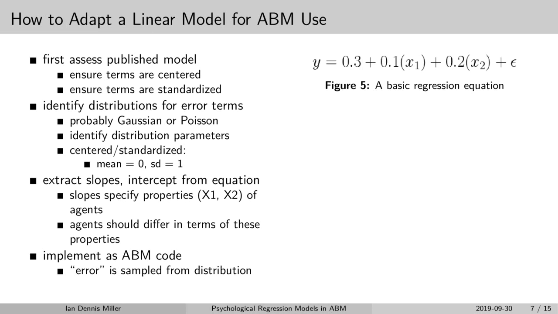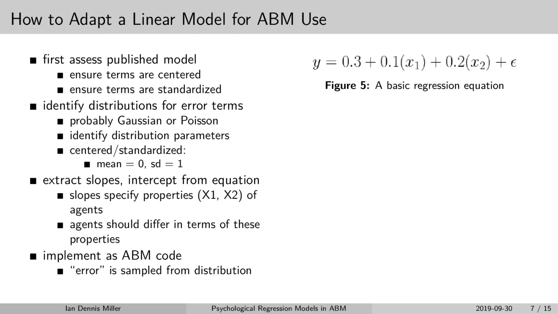The best models will have terms that have been centered and standardized, which means they have a mean of 0 and a standard deviation of 1. Then we need to identify the distribution of the error term. Typically this is Gaussian, sometimes it's Poisson. We also need to identify the parameters for our error distribution. In the case of a centered and standardized Gaussian model, the mean of the error will be 0 and the standard deviation will be 1. If our model matches these criteria, then we can extract the slopes and intercept from the regression equation.